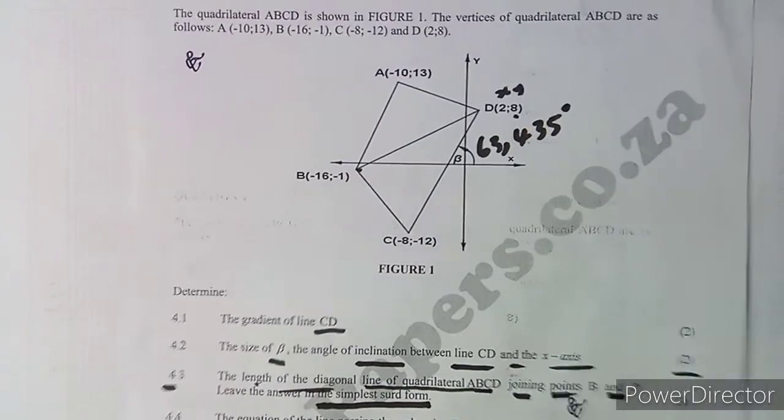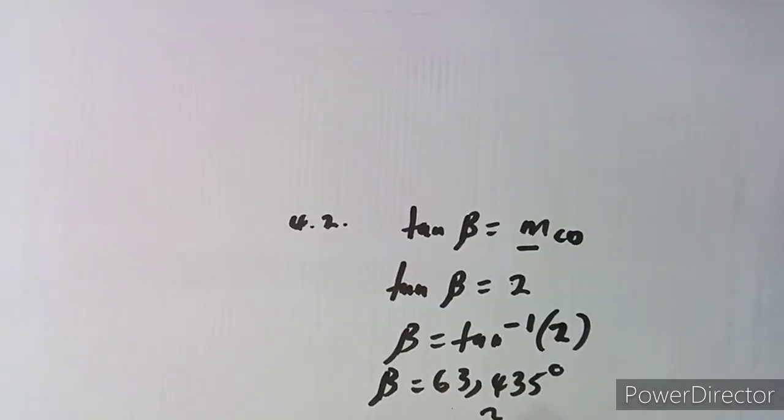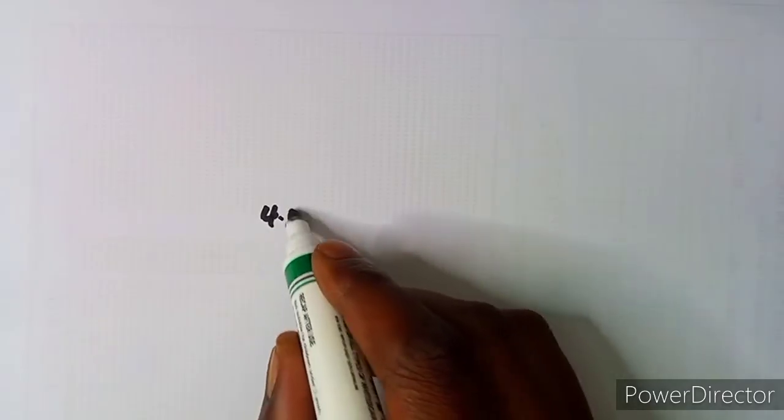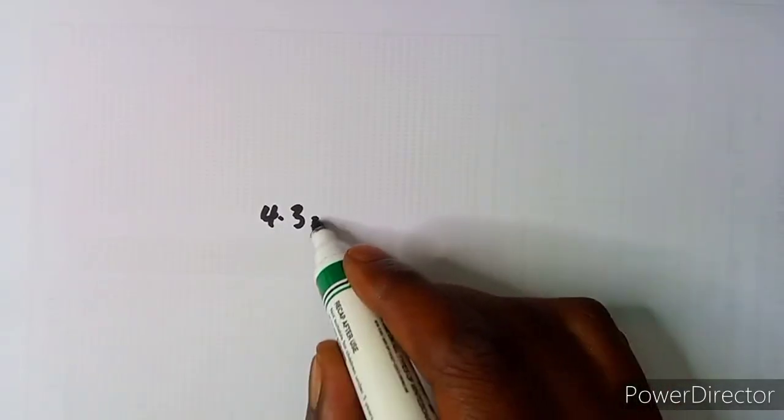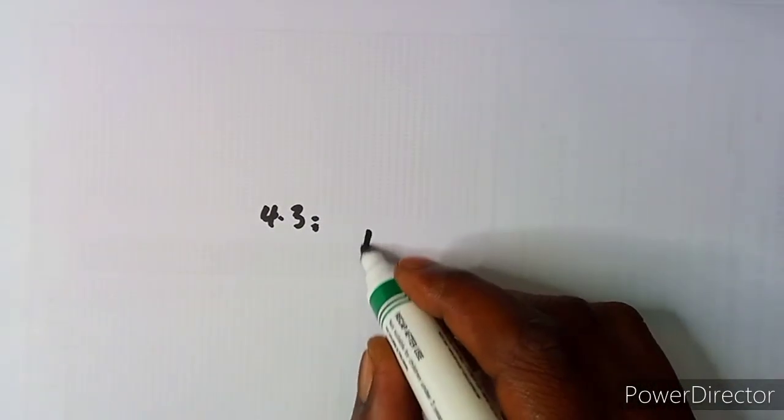Okay, so this is length. Length is actually distance, so you're going to use the distance formula. From our distance formula, we understand that the length, so we need the length of what?